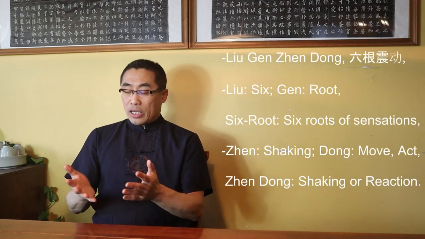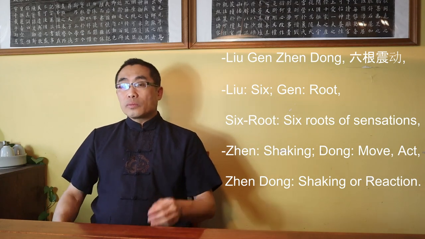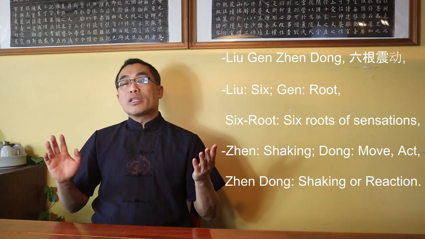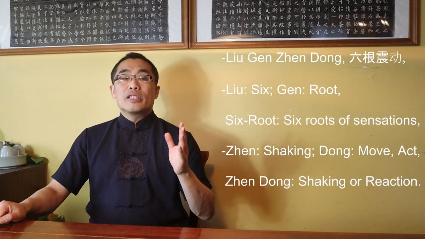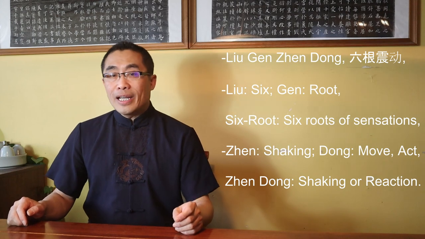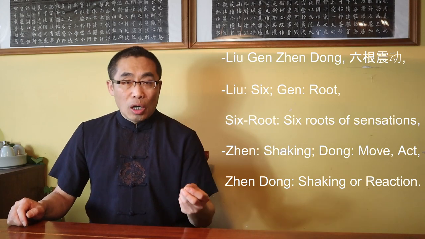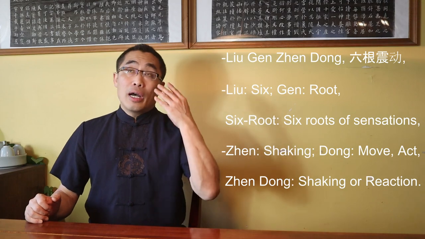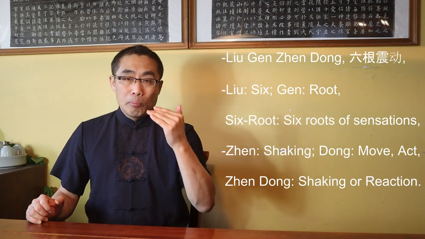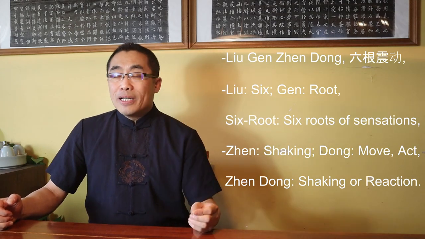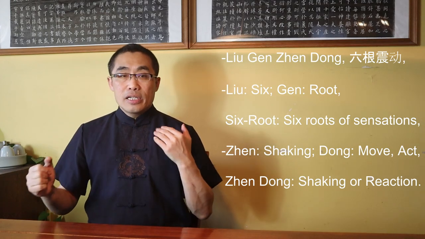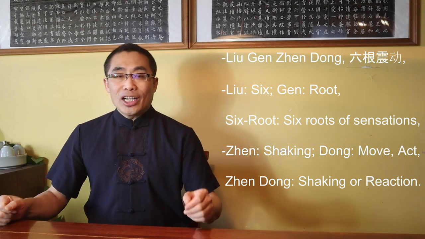Second, Liu Gen Zhen Dong is normal. Liu Gen Zhen Dong is a term used in both Taoism and Buddhism practice. Liu means six, Gen means root. So, six root in this context means six roots of sensations, including eyes, ears, tongue, nose, body, and mind. Zhen means shaking. Dong means move or act. Zhen Dong means shaking or reaction.